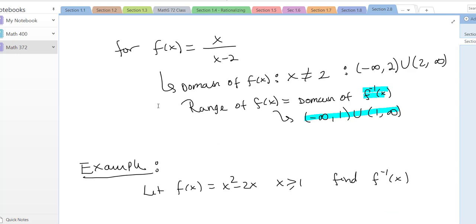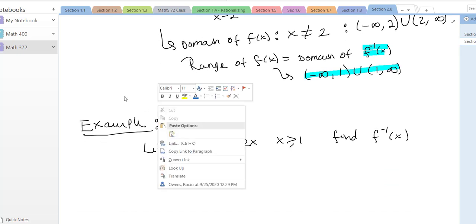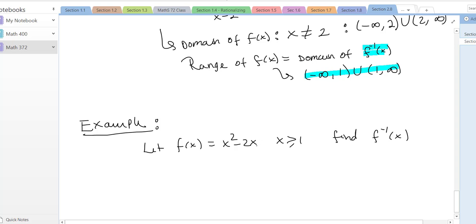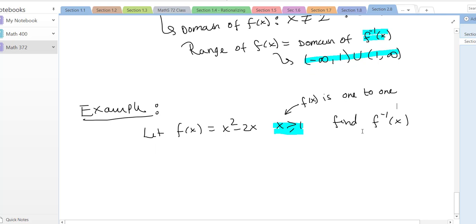Okay, so let's try another example. Let f of x be x squared minus 2x, for x greater than or equal to 1. Let's find f inverse of x. Remember we said that a function has to be 1 to 1 to have an inverse. A quadratic is a parabola, and a parabola is not going to pass the horizontal line test of being 1 to 1. But that's why we have this part that says for x greater than or equal to 1. What this means is that the function f of x is 1 to 1 in this portion. So let's look at what the graph of that looks like.